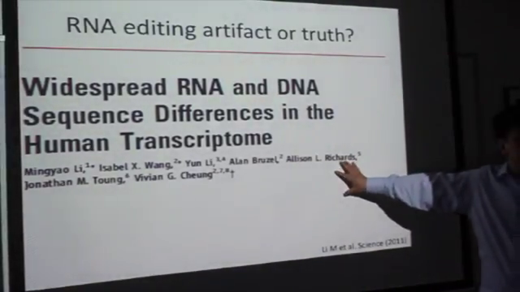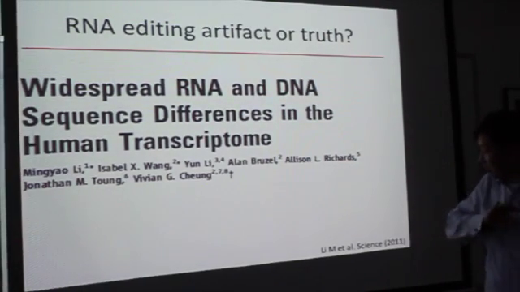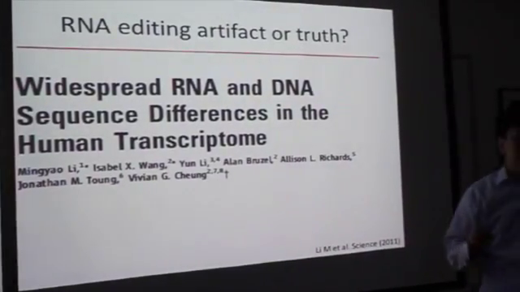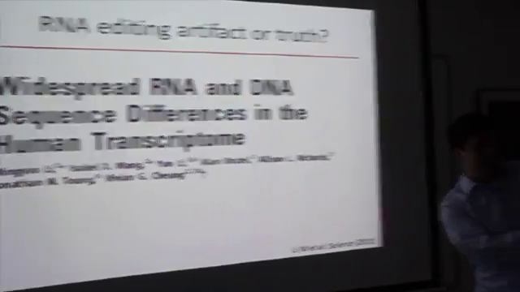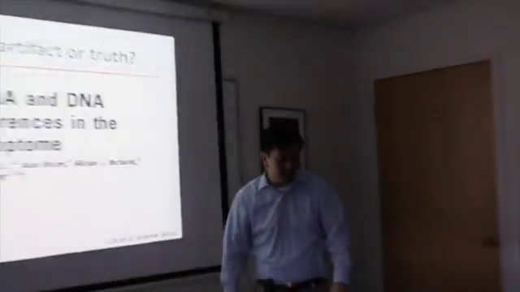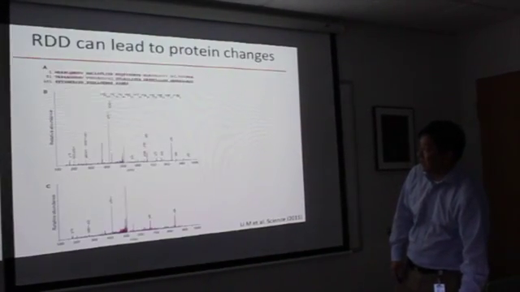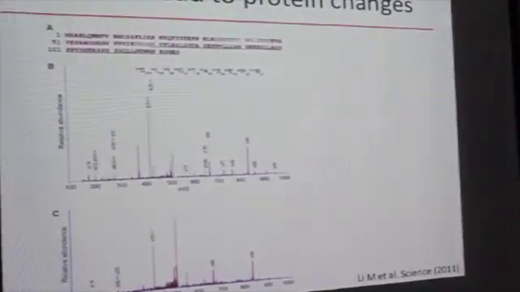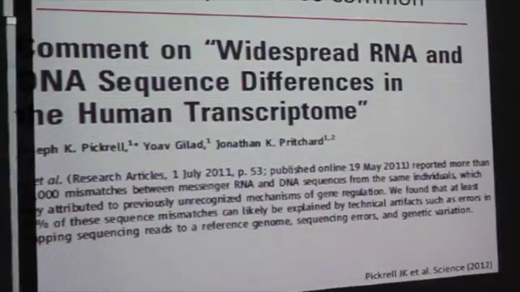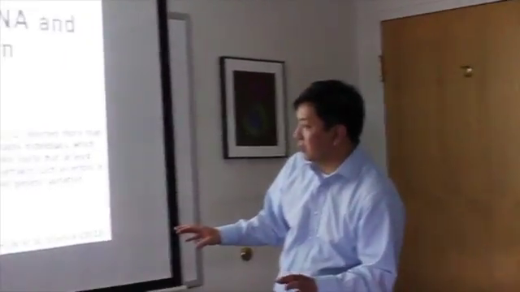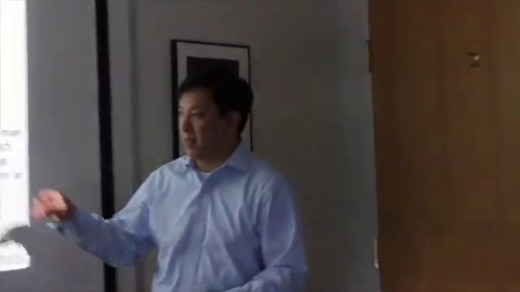A very good scientist, a Howard Hughes investigator, published in Science and found all these RNA-DNA differences. They had RNA-seq and DNA-seq, and said, wow, there are all these differences, all these variants. That's what was published, and it was pretty awesome. They called them RDDs, and then they verified that some of these may be protein-coding changes. Then there were three subsequent rebuttal publications, or comments, in Science, that all came out in the same issue, basically saying this is a sequencing artifact.